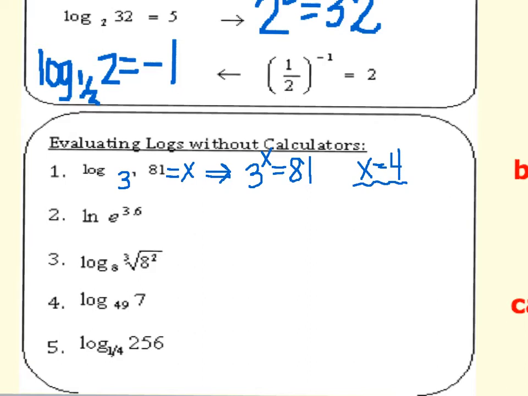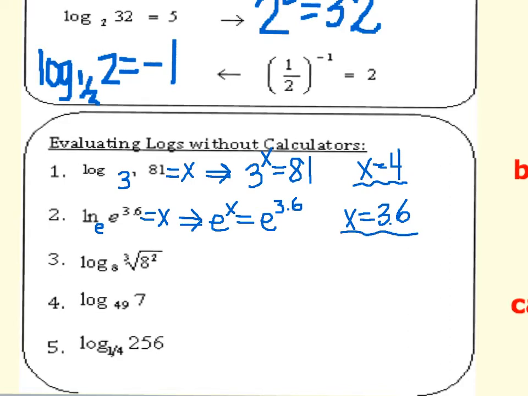The natural log of e to the 3.6, we're going to put equals x because we don't know what it is. And remember, with natural log, my base is e. So I can change this into my base e to the x power equals, and then e to the 3.6. That's what's next to my base. Well, if you look right here, I've got an x as this exponent and a 3.6 as this exponent. In order for these two things to be equal to each other, my exponents have to be equal to each other. So this is actually pretty simple. x equals 3.6.